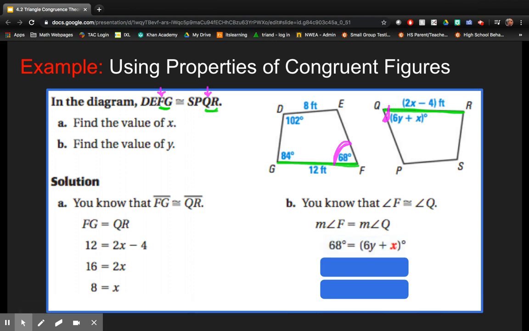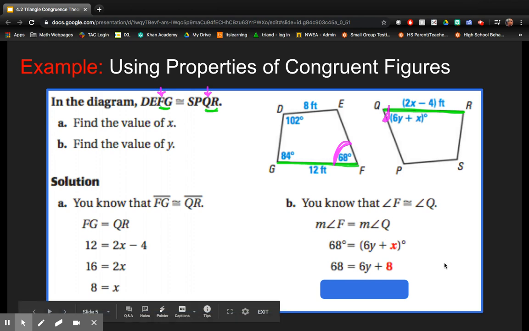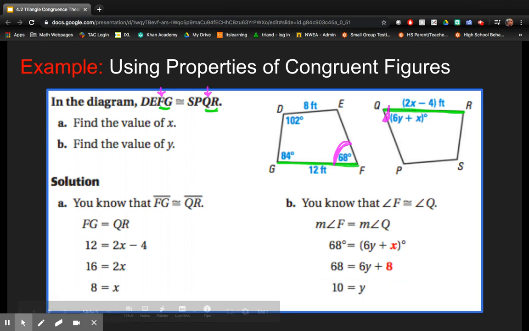Angle F is 68 degrees, and angle Q is 6y plus x. We already determined what x was, so we're just going to replace x with 8. Subtracting by 8 and dividing by 6 leaves me with the value of y being 10.